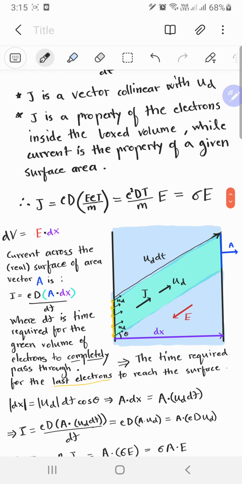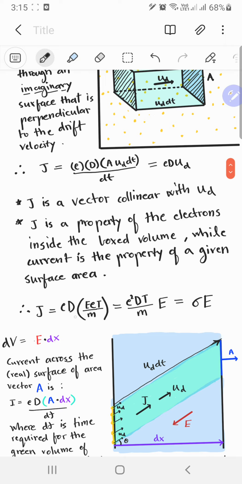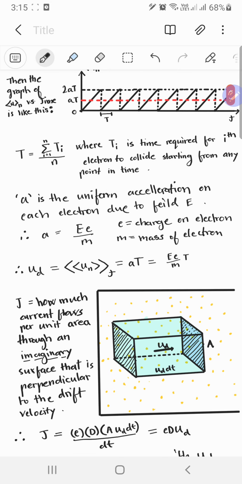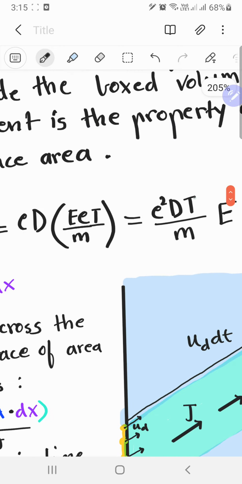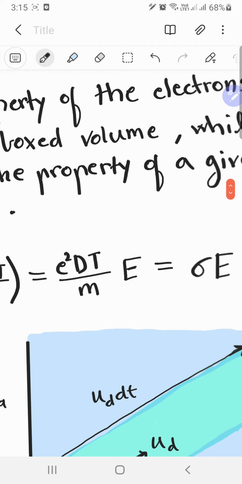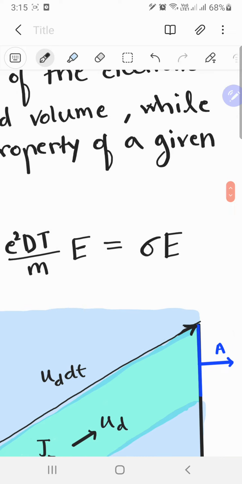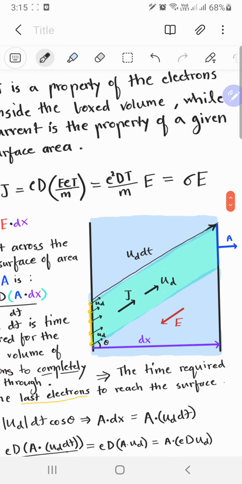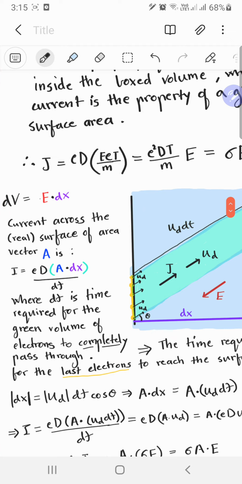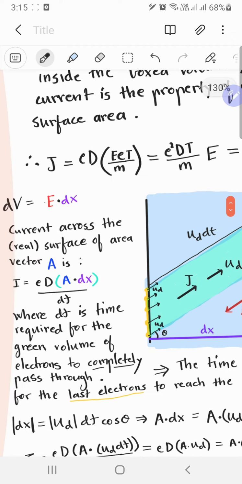Okay, since we know that J is just E d ud, and we also know what ud is, we can just substitute that into here and get this. So this E squared capital T upon M is a constant which is dependent on the material that we are using and the temperature and other stuff. So I'll just call this sigma. Sigma is the conductivity. So J is sigma E. Cool.